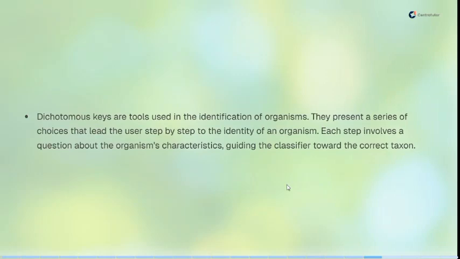Also, dichotomous keys are tools. These are another form used to classify organisms. They are tools used in the identification of organisms. They present a series of choices that lead users step by step to identify an organism. Each step involves a question about organism characteristics, guiding the classifier towards the correct taxon.